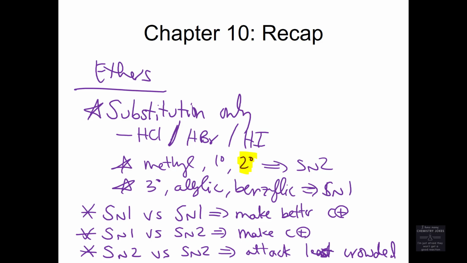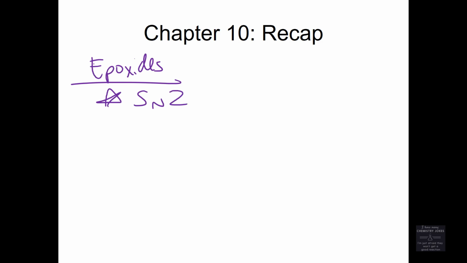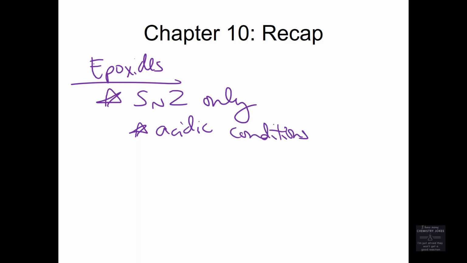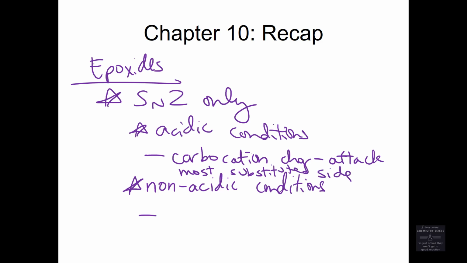As ethers. But there's a special category of ethers called epoxides. They do substitution only, but furthermore, they do SN2 only. The big deal about epoxides was acidic conditions versus non-acidic conditions. You do different things. In acidic conditions, protonate first, you get a heteroatom with a plus charge. You're worried about carbocation character. Attack the most substituted side. In non-acidic conditions, basic or neutral conditions, you're worried about accessibility.